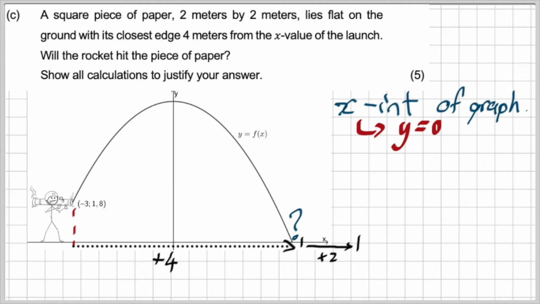Ladies and gentlemen, one of the key concepts in all of mathematics is that whenever we place you in a scenario, take your maths and bring it outside of the scenario and put it on the sketch.